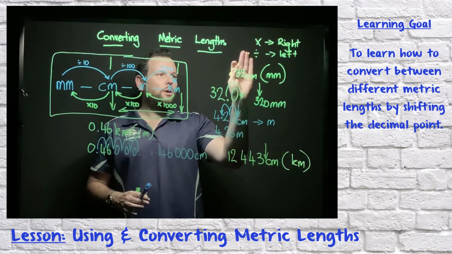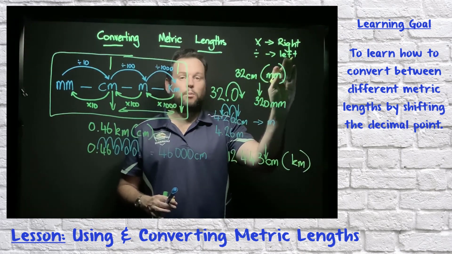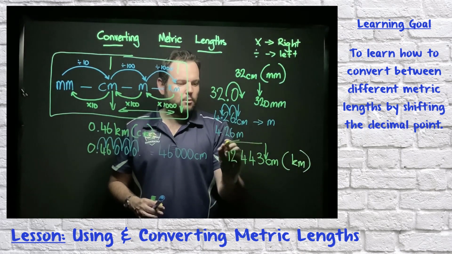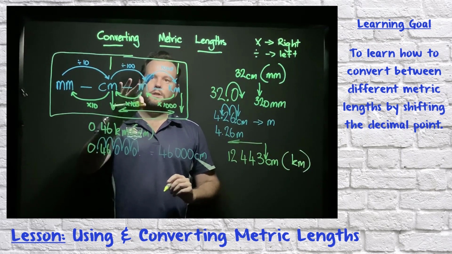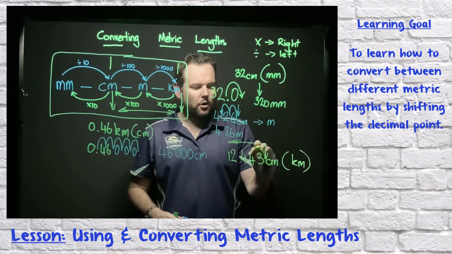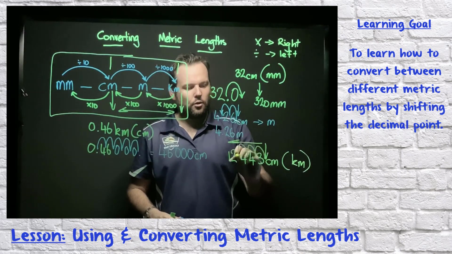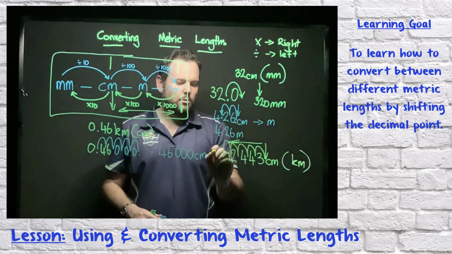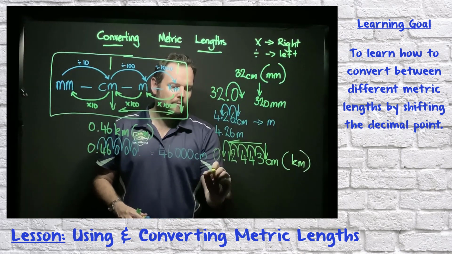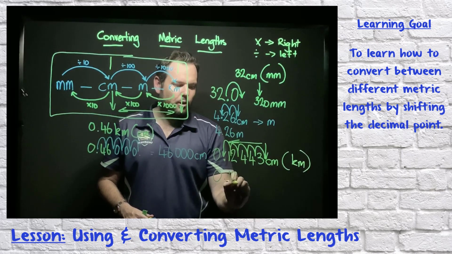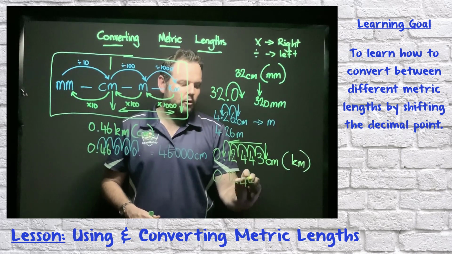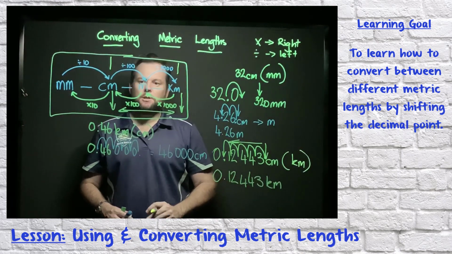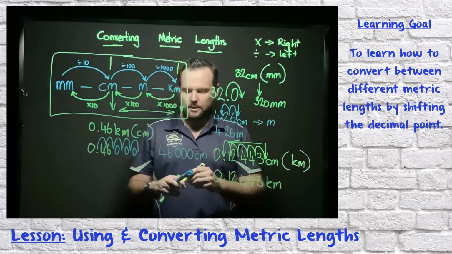Now, when we divide, we have to shift our decimal point to the left. Okay. So that means I've got to go back this way. My decimal point's going to go back this way. And I have to shift 5 times. So 1, 2, 3, 4, 5. Okay, that's where my new decimal point goes, and I put my 0 in there. So my answer for that is 0.124443 kilometres. Okay, so that's converting metric lengths.